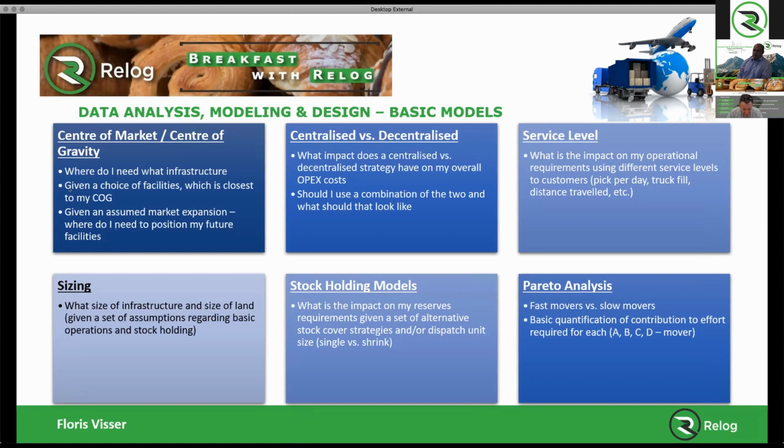Stock holding models: what is the impact on the number of reserve locations that I need to keep, depending on how I handle singles or shrinks or full pallet loads. And then our Pareto analysis, which again looks at fast movers, slow movers, and what they quantify in terms of the effort that I spend on picking them. One can sometimes really get stuck into all the fast movers and the amount of stock that I'm moving, but the work is actually done on the tail end, where you have to go to locations multiple times for small little bits of orders. And we tend to forget about the rats and mice stuck in the corner, where a lot of productivity can get lost.